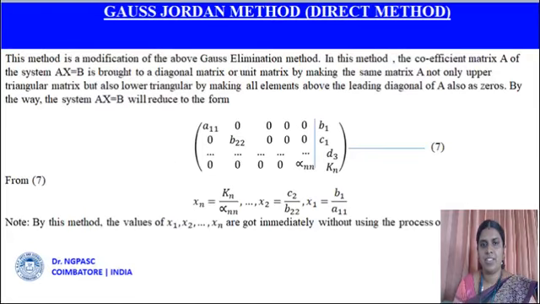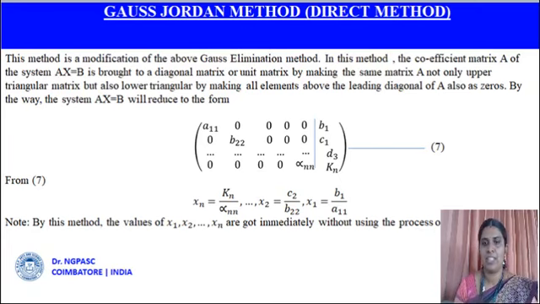So next is the Gauss-Jordan method. This is also known as a direct method. It is just a modification of the Gauss elimination method. In Gauss elimination method, we reduced the augmented matrix to upper triangular matrix. But in Gauss-Jordan method, you have to bring the augmented matrix to both the upper triangular matrix as well as the lower triangular matrix form, so that the back substitution method is very simple.